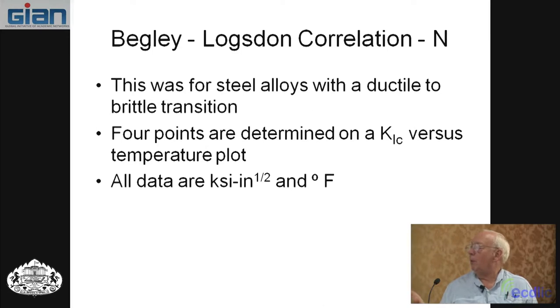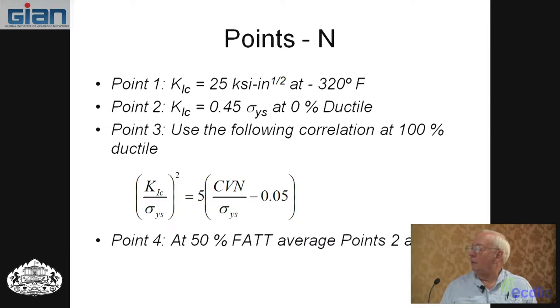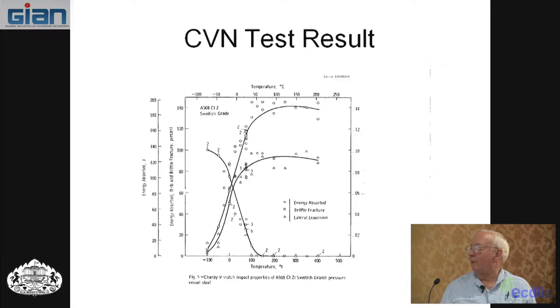Now, one of the correlations, this Bagley-Logsdon, was done for steel alloys with ductile to brittle transition. They had four points that they used. All the data are unit specific, so they have to be careful of the units. KSI square root of inch, and degrees Fahrenheit, which people still use. So they want to get this measure of that. So point one was K1C is 25 at minus 320F. No test needed there. Point two, K1C is 45% of the yield strength at 0% ductile. 0% ductile would be here, 100% brittle at this temperature.